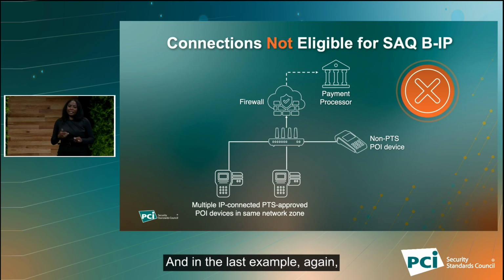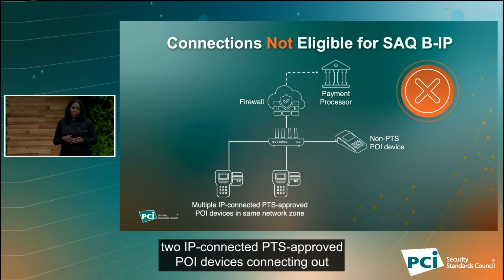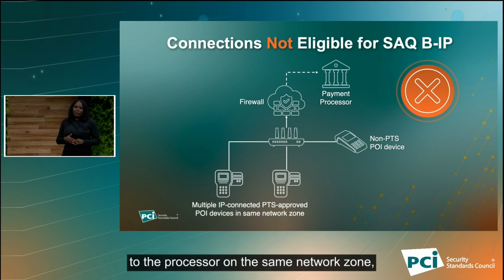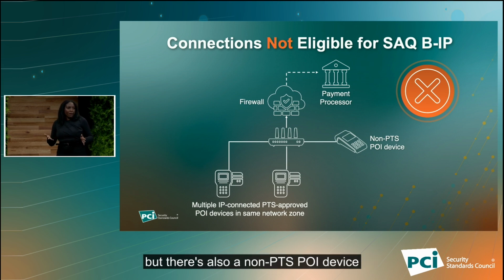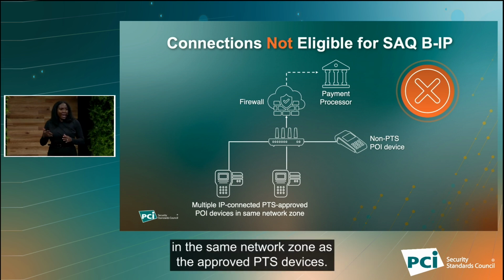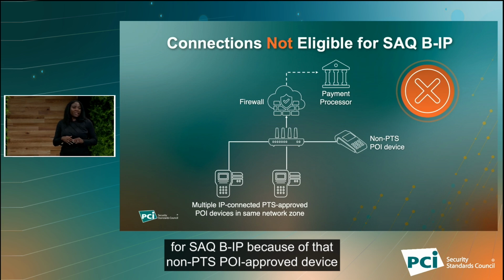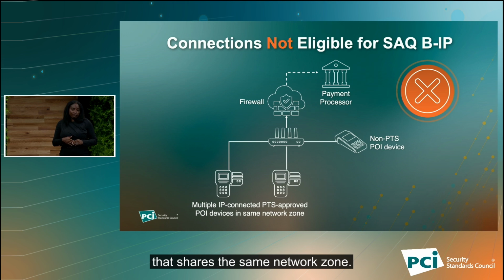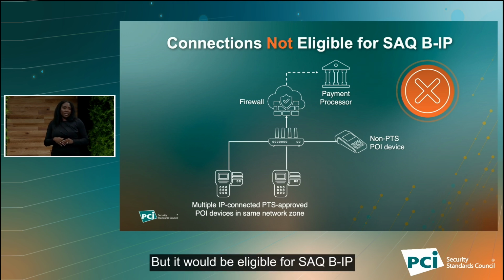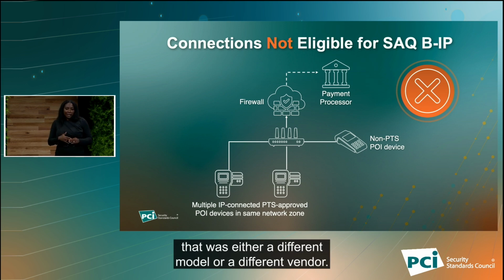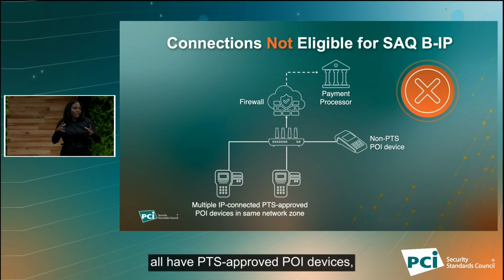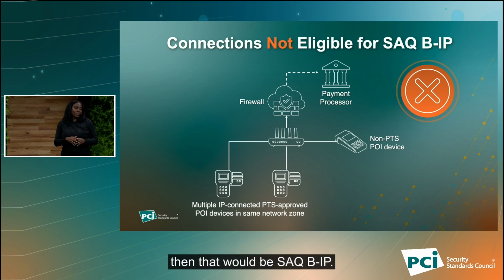And in the last example, again, two IP-connected PTS-approved POI devices connecting out to the processor on the same network zone. But there's also a non-PTS POI device in the same network zone as the approved PTS devices. So the big red X again indicates this is not eligible for SAQ B-IP because of that non-PTS approved device that shares the same network zone. But it would be eligible for SAQ B-IP if it was an approved PTS device that was either a different model or a different vendor. As long as the devices in the same network zone all are PTS-approved POI devices, then that would be SAQ B-IP.